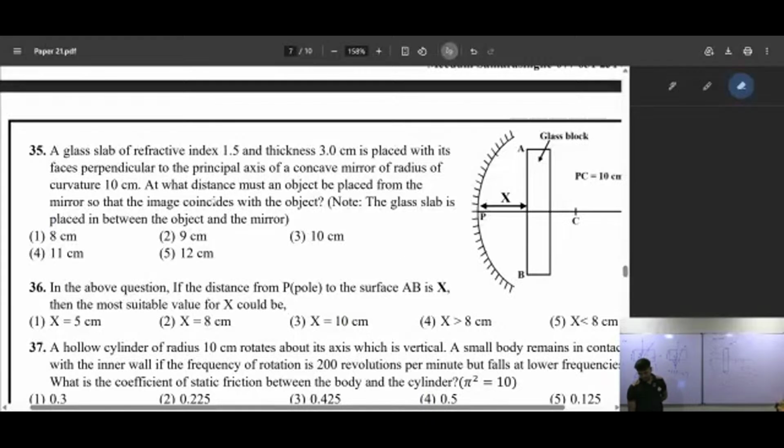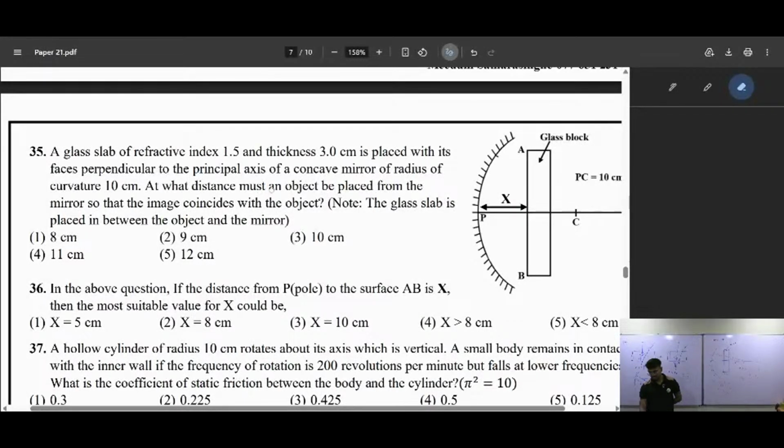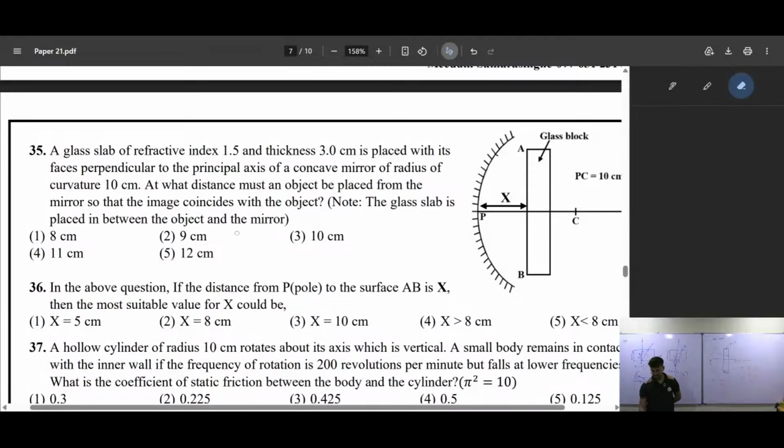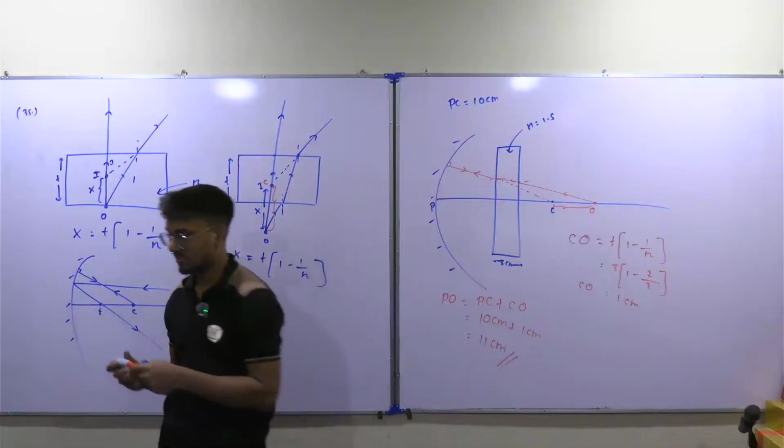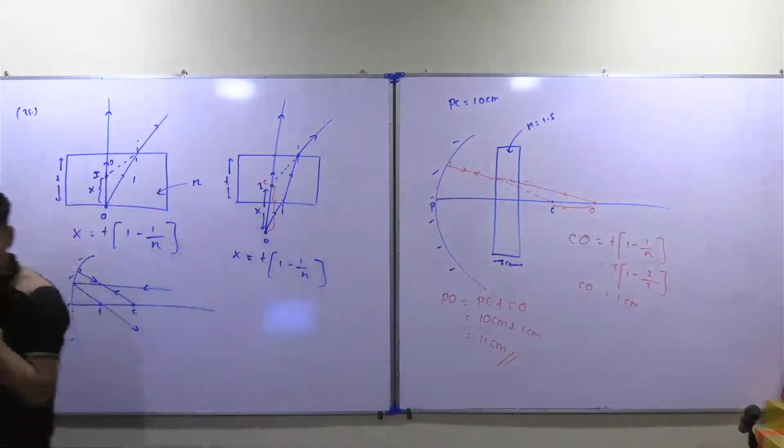See, at what distance must an object be placed from the mirror so that the image coincides with the object? Right? So the answer is 11 centimeter. Fourth one. Write it down. Fourth one is the answer.